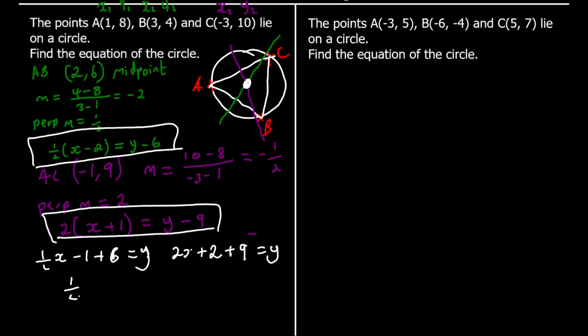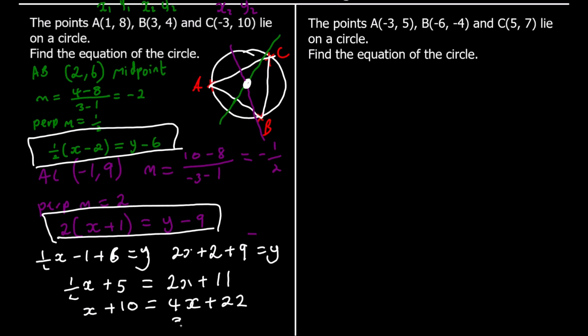So we've got half an x plus 5 equals 2x plus 11. Let's double everything before we carry on. So x plus 10 equals 4x plus 22.